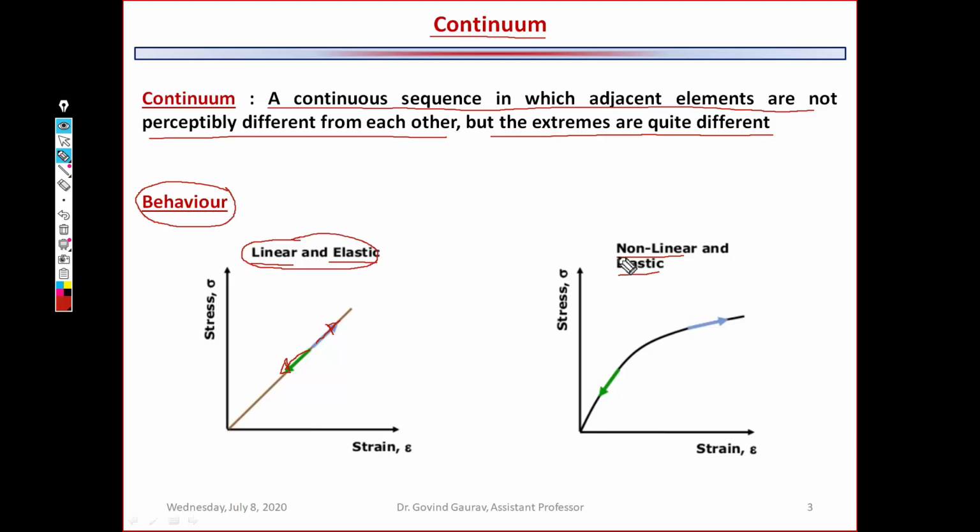The second one is the non-linear and elastic behavior. In this case, the plot itself is not linear. It is not a straight line path, but the loading plot, this one is the loading plot, and this one is the unloading plot. This unloading path retraces the loading path, but it is not in a straight line. Then this type of material is known as the non-linear elastic material.